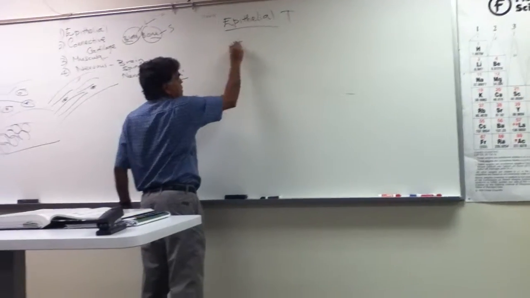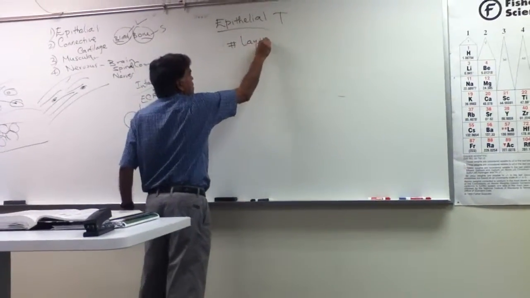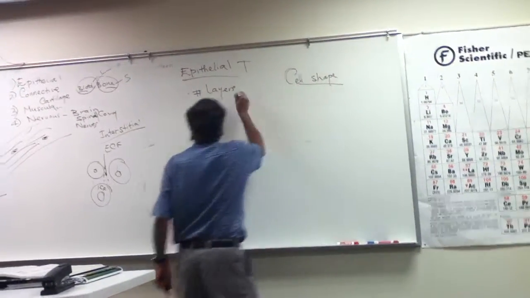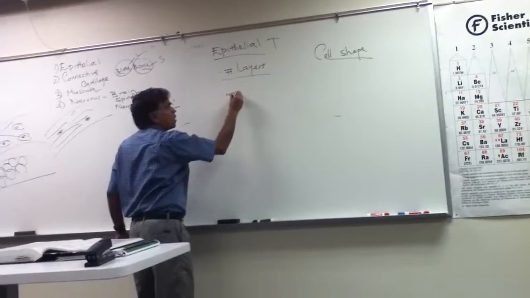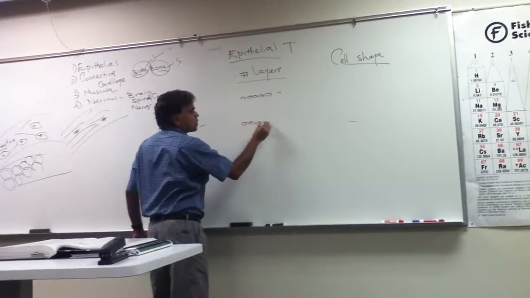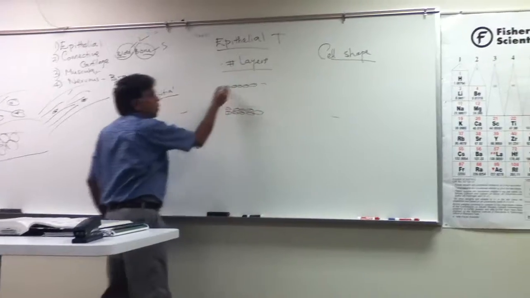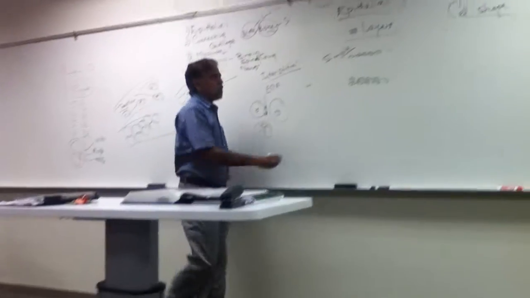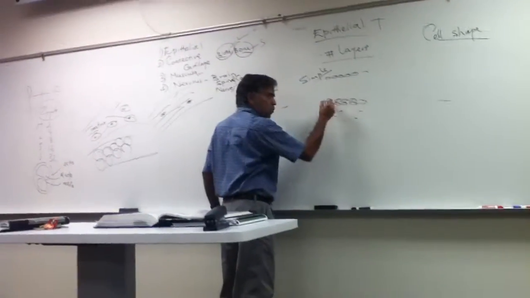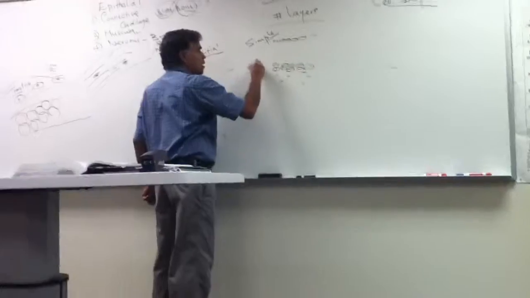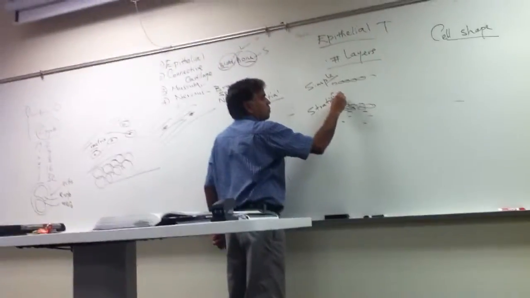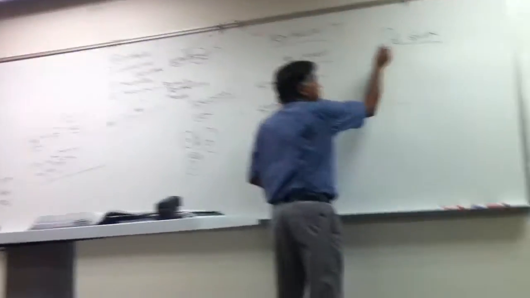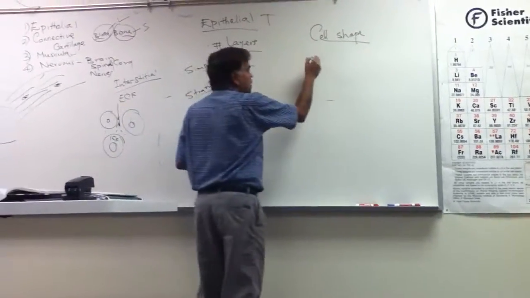based on two characteristics. One is the number of layers of cells, another one is cell shape. The number of layers, whether you have one row or multiple rows, okay? So if you have only one row, they call it simple epithelium. If you have multiple rows, more than one, even if you have two rows, they call it stratified epithelium.